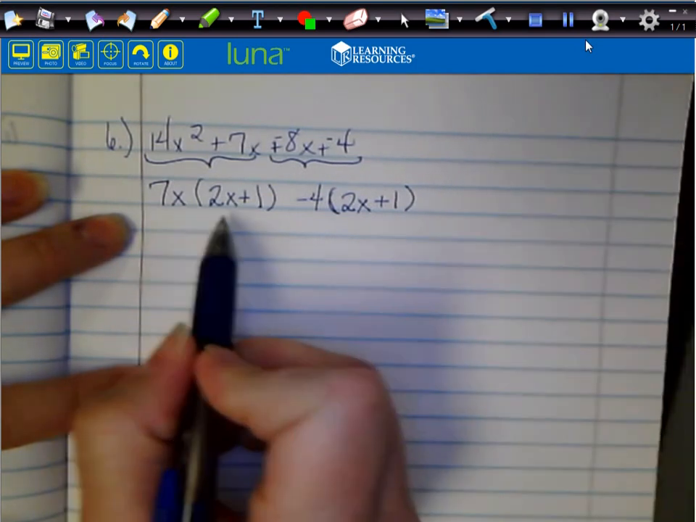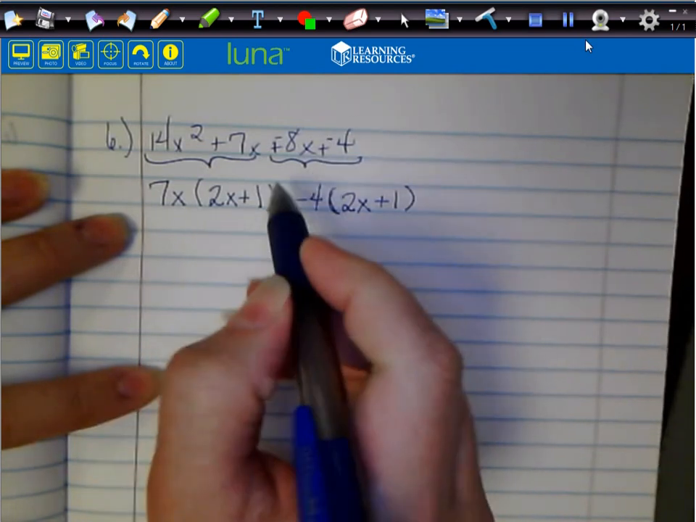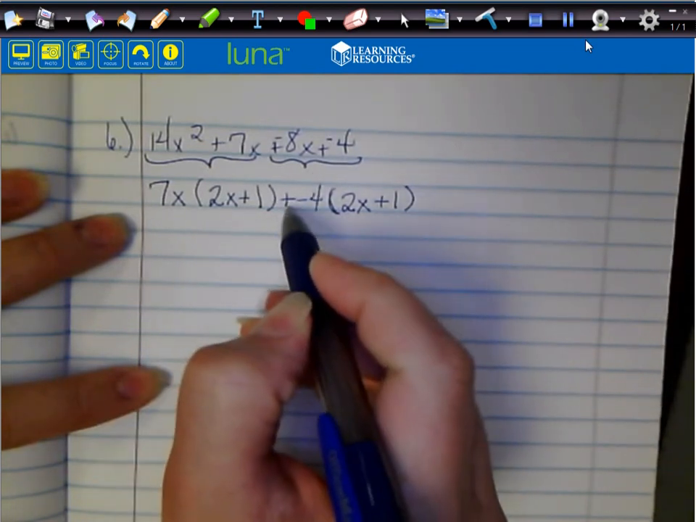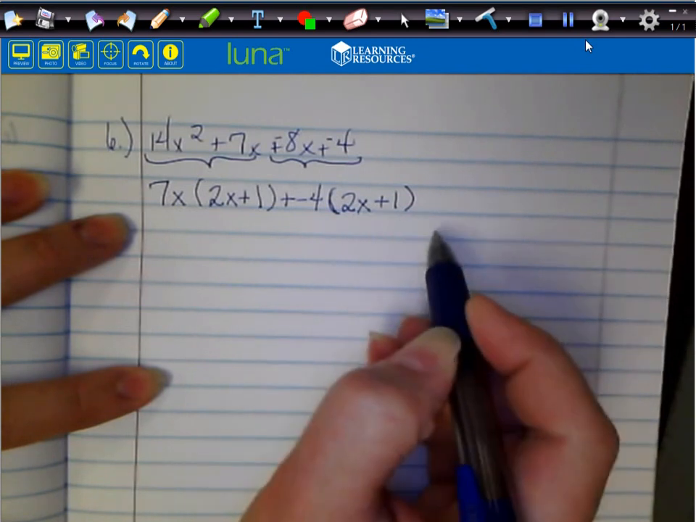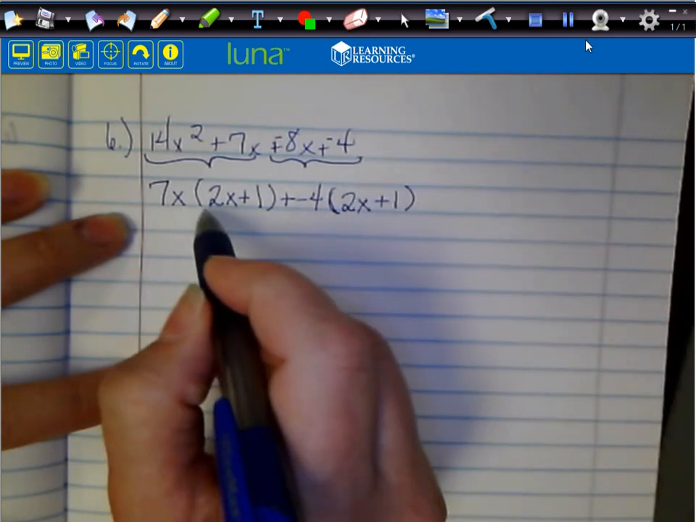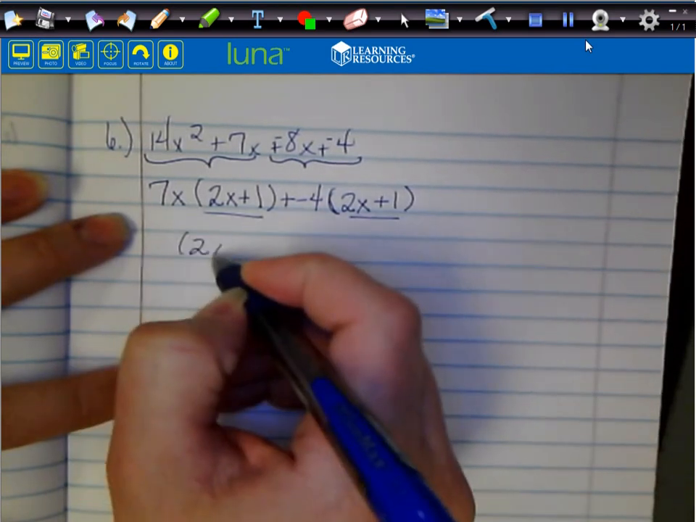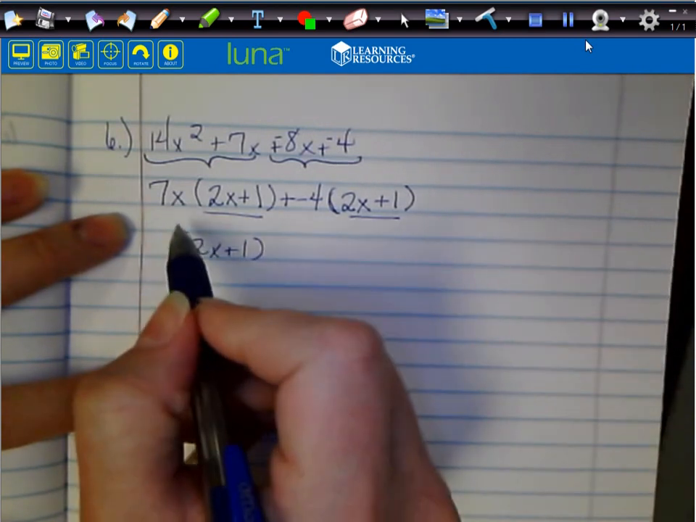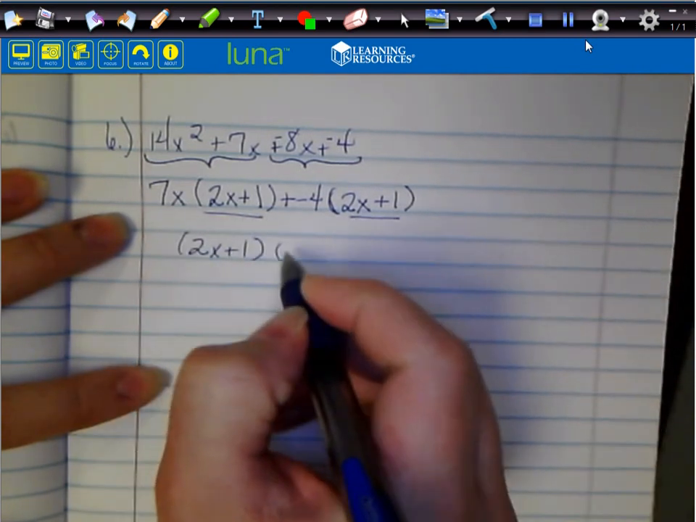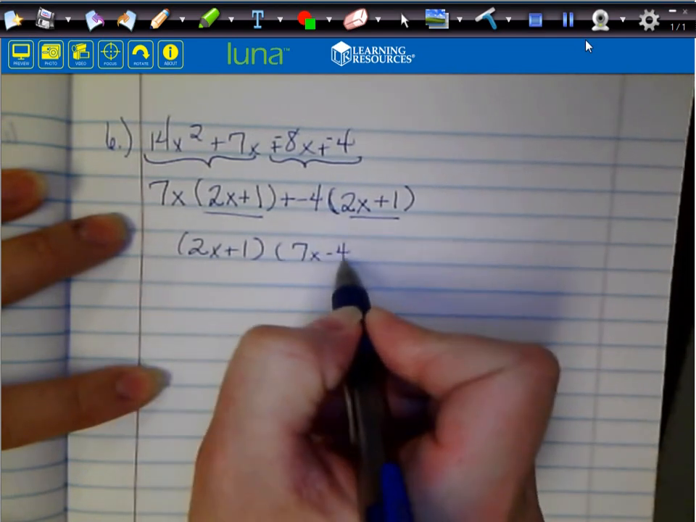So I have 7x, and then in parentheses, 2x plus 1. And again, I can add the opposite, plus negative 4, open parentheses, 2x plus 1. So my 2x plus 1s are here and here, and I'm going to bring them down. And that's going to go in my first set of parentheses, 2x plus 1. And then in my second set of parentheses, I have 7x minus 4. 7x plus a negative 4, or 7x minus 4.